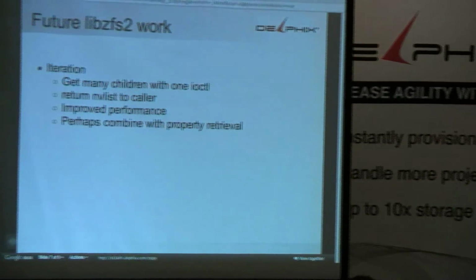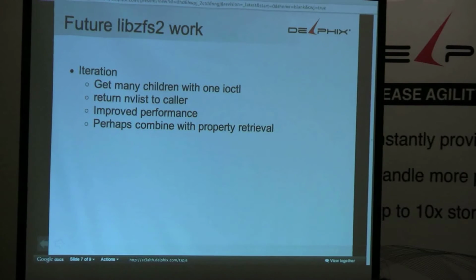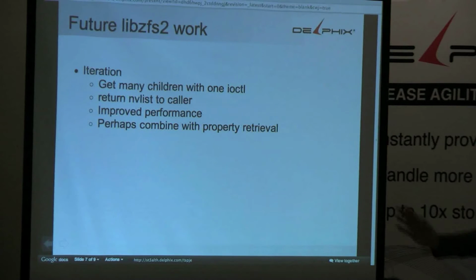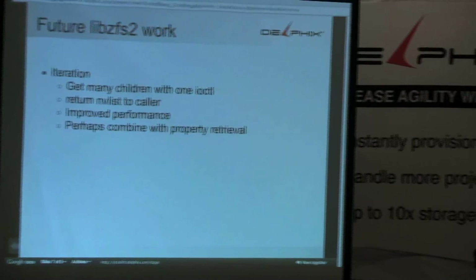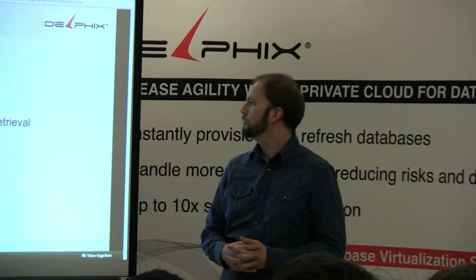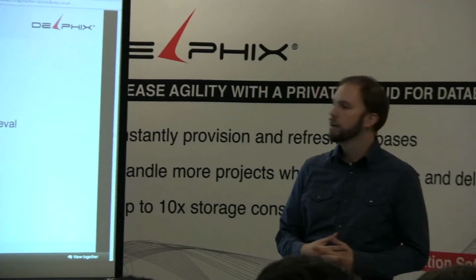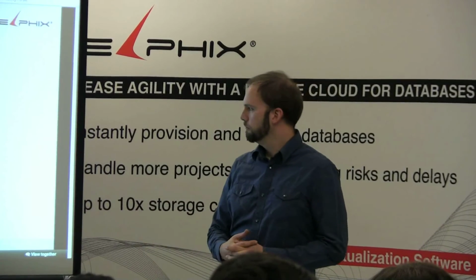So, future work. There's a couple more things that we want to do with this, besides just those two routines. I mentioned that the iteration in the current LibZFS fetches one snapshot or one child file system per ioctl. So we'd like to change that to get many children with one ioctl, and then return to the caller an nvlist with all of the children.